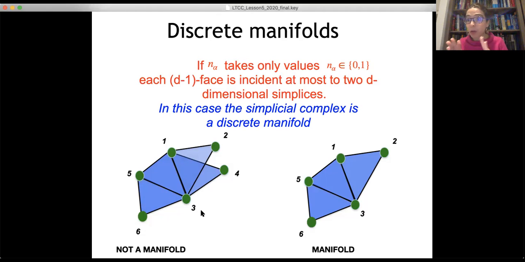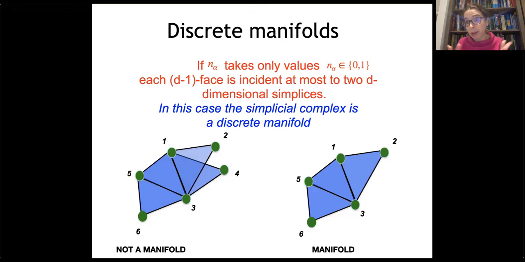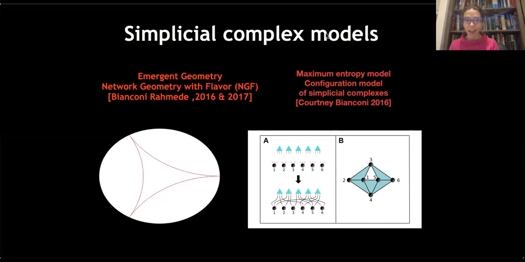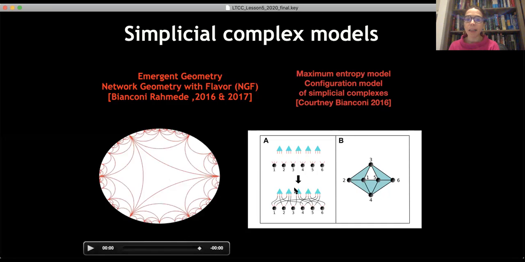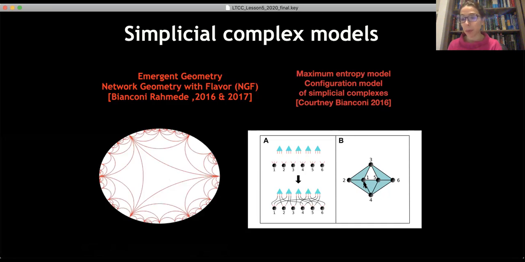So it is very important to distinguish between these different scenarios. In particular, if you want to try to define a measure for curvature for this object, we constructed a simplicial complex model, both non-equilibrium, trying to describe a merger geometry, and equilibrium with a maximum entropy model, extending the notion of the configuration model and the canonical ensemble to simplicial complexes. And this is what I would like to tell you about.